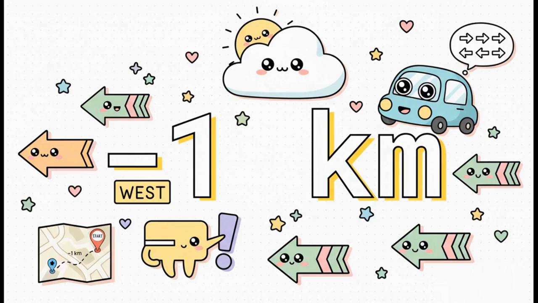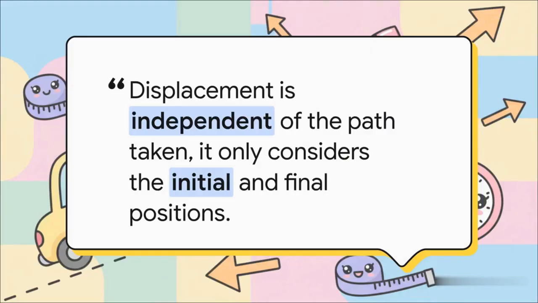And in physics, we can show that direction with a simple plus or minus sign. So if we say east is positive, then west has to be negative. That means your displacement is negative 1 kilometer. See how that little minus sign tells you everything you need to know about the final direction? And this really sums up the whole idea perfectly. Displacement is all about the net change in your position, not the journey it took to get there.